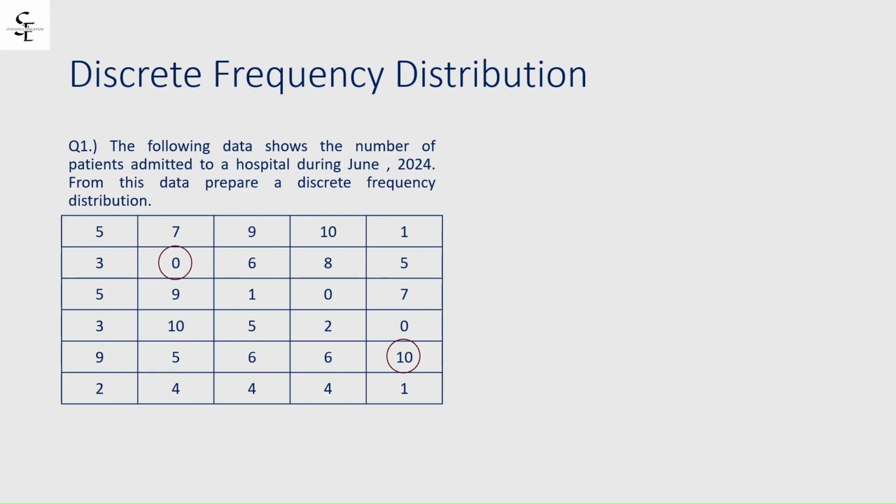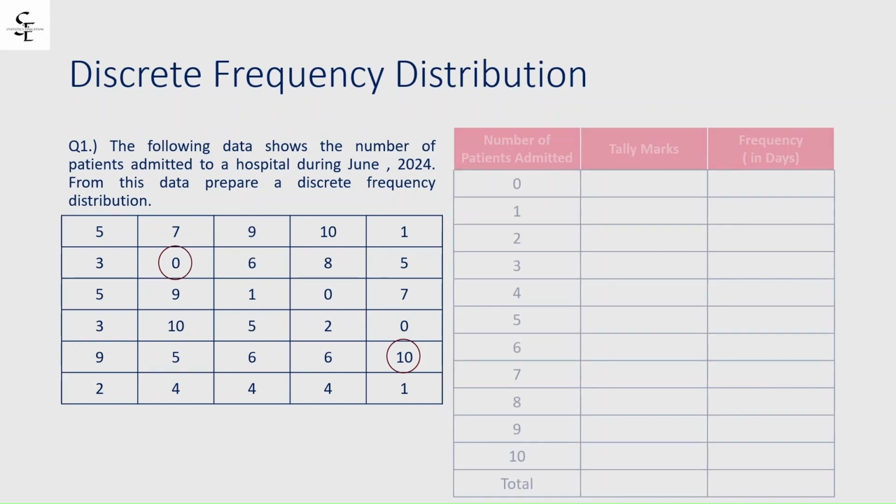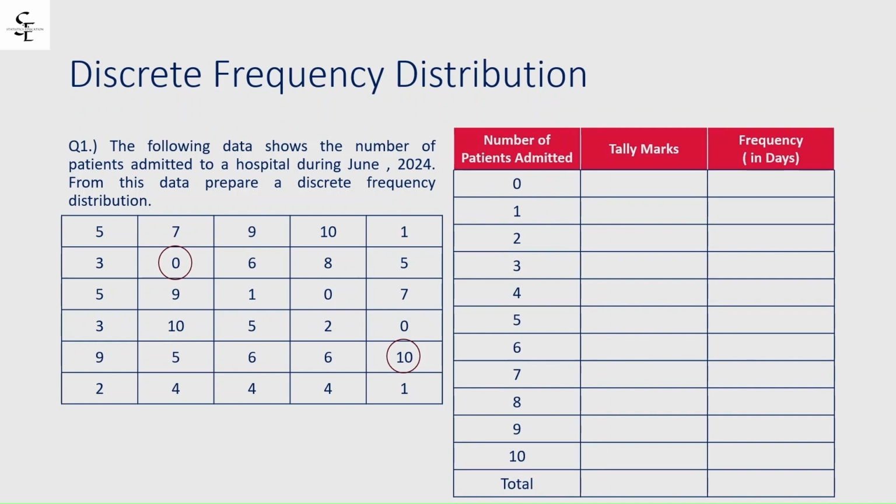Now with these details, we need to make a table like this, starting from 0 to 10. Along with this table, you are required to prepare two more columns. One is for tally marks and the other one is for frequency. If you have attended any class monitor selection, you might have seen this type of tally marks being made by the class teacher to count the votes.